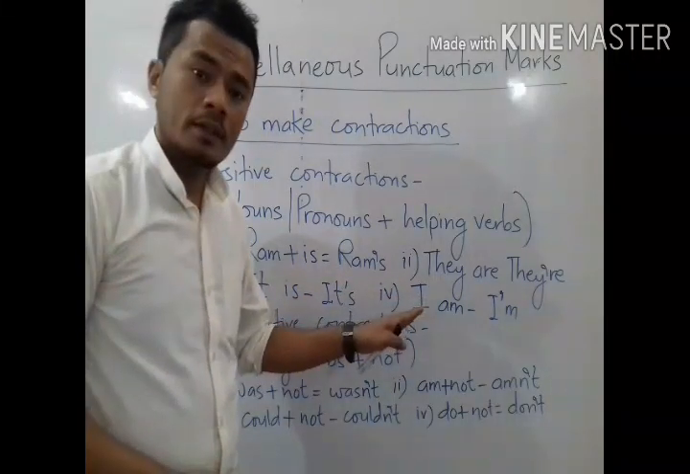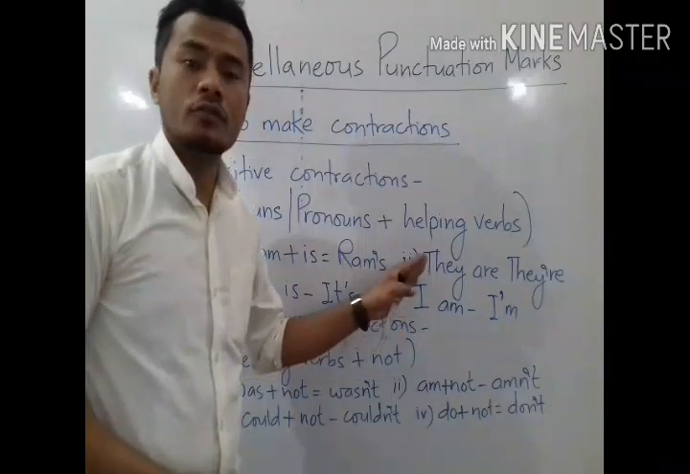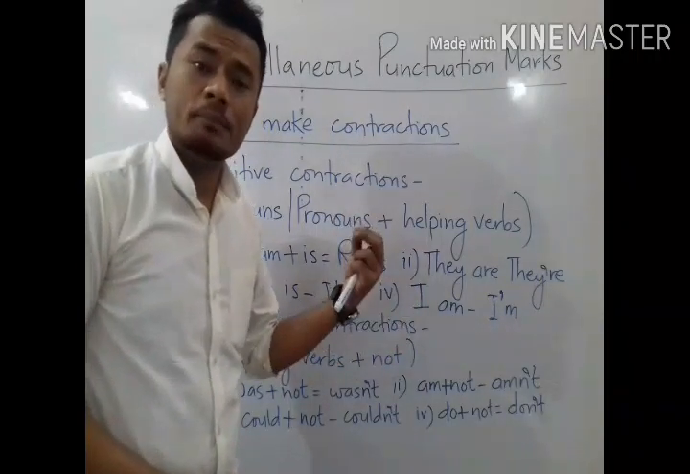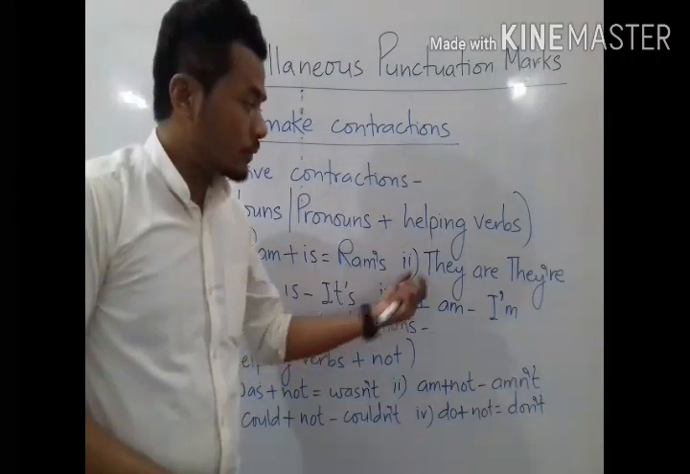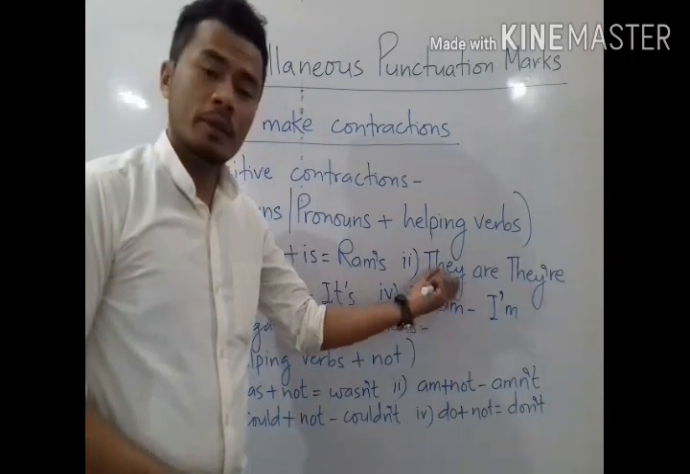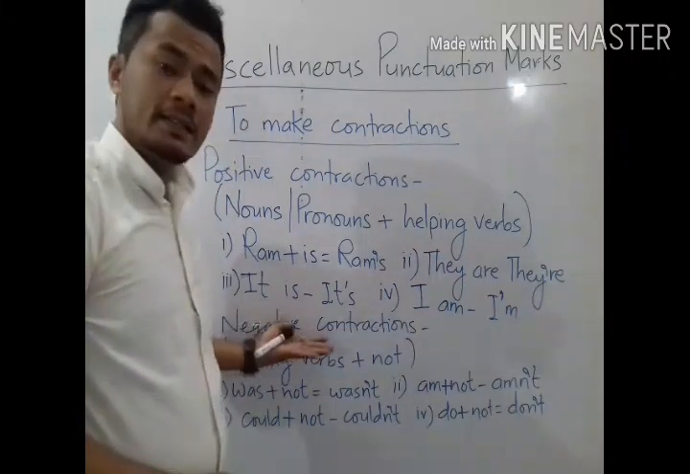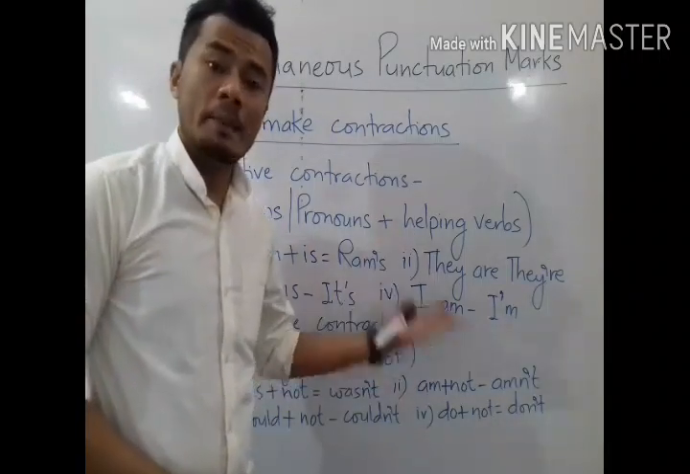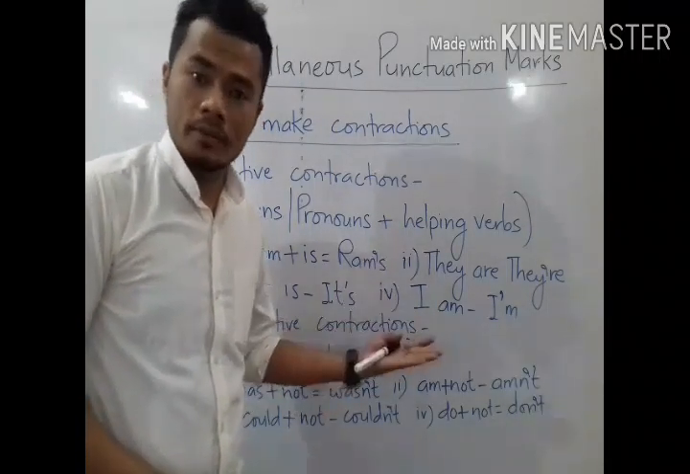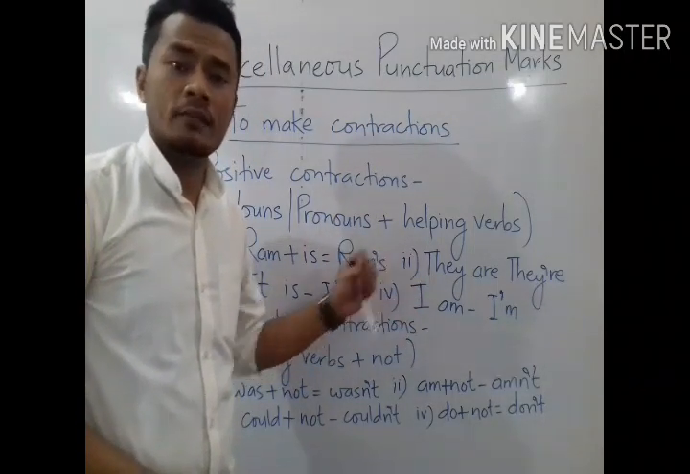I am. Its contraction form is I apostrophe m, I'm. So a little bit of pronunciation also changes whenever we make the contraction form. Here we read they are, but when it is contracted it is they're. Understood? It is contracted as it's. In the same way I am is contracted as I'm. In the same way they have, they've.